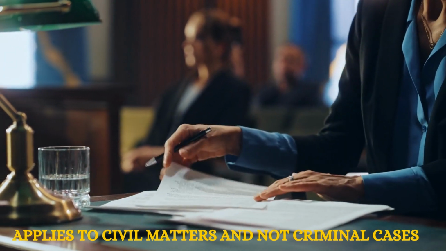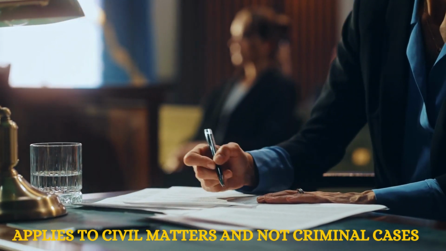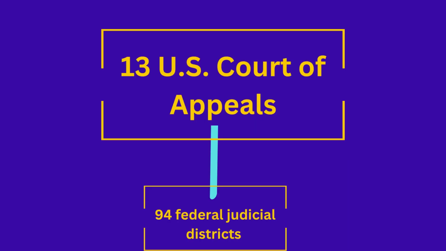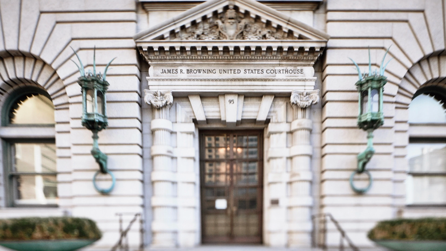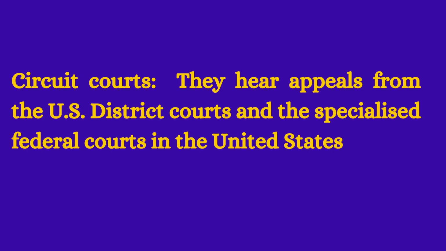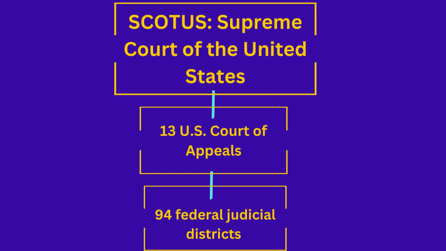So, after the district courts comes the United States Court of Appeals. There are 13 federal appellate courts in the United States which cover specific geographical areas. These appellate courts are known as circuit courts. They hear appeals from US district courts and the specialized federal courts in the United States.